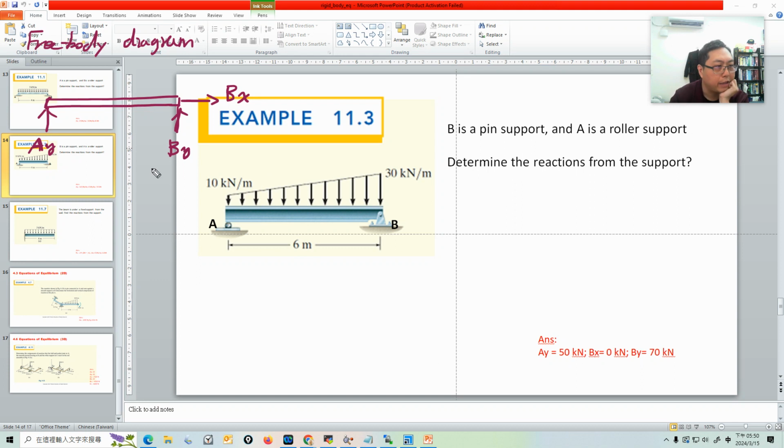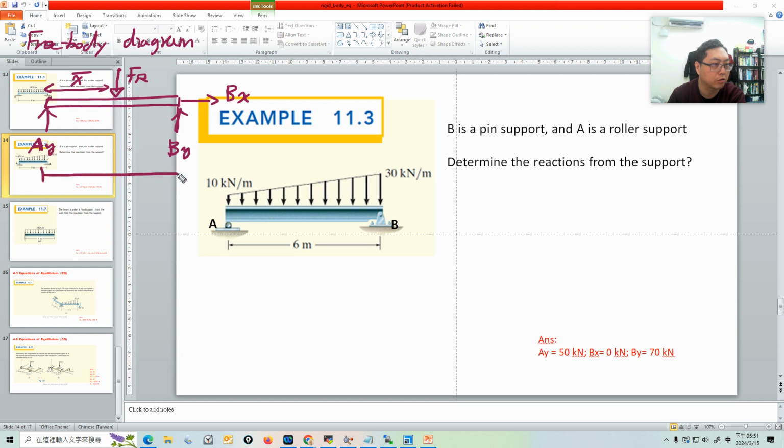The other thing remaining is the distributed load. For the free body diagram, I just want to draw one resultant force and know its position. The position is called X bar. So the next thing is we have to find the magnitude of the distributed load and its position.